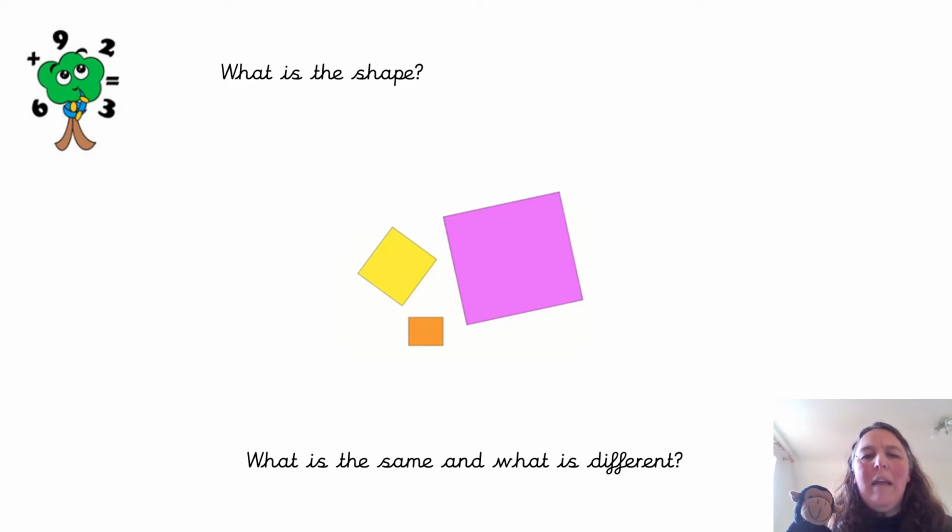What's the same about these three squares? What's different about these three squares? Think about the sides. Think about the vertices. Do they have the same number of sides as a rectangle? Do they have the same number of vertices as a rectangle? What makes them different from a rectangle? Can you say?